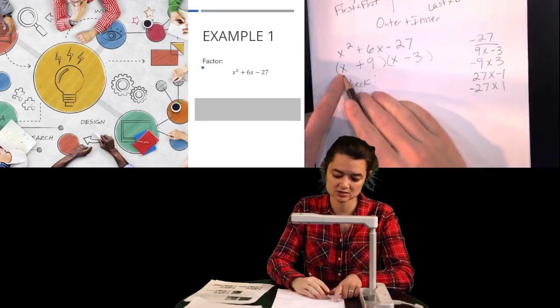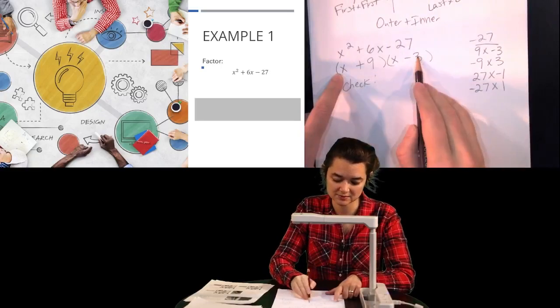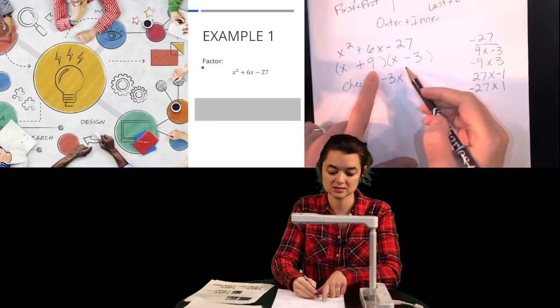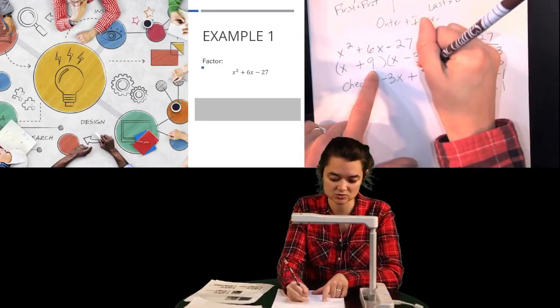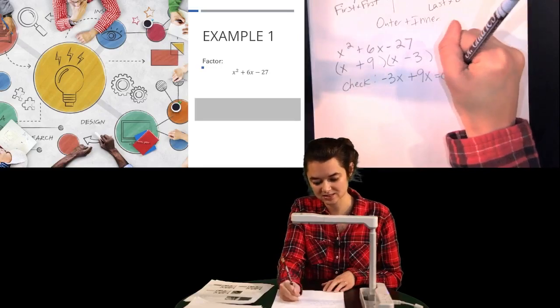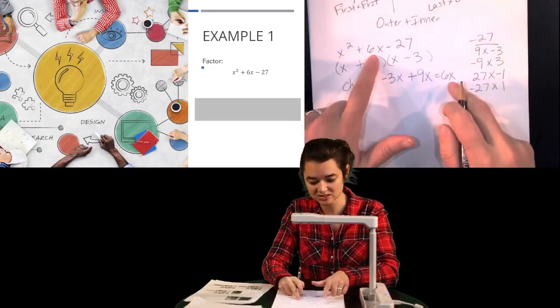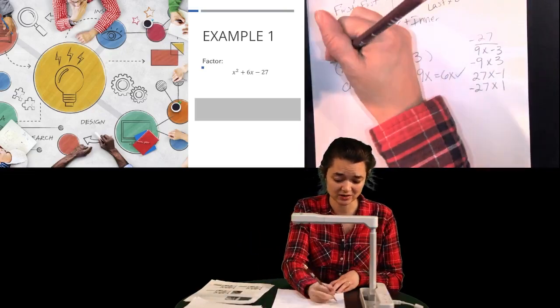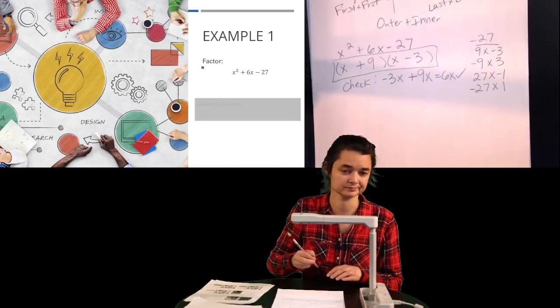So our check is going to be the outer, so that's x times negative 3, which is negative 3x, plus the inner, so that's 9 times x, which would be 9x. And negative 3x plus 9x is 6x. It's positive 6x, just like we wanted for our middle term. We did awesome, and we are factored.